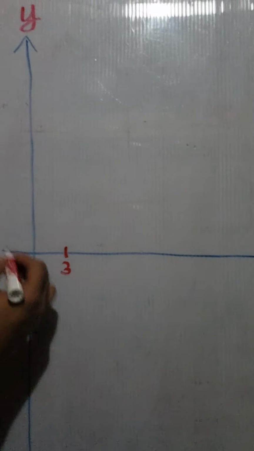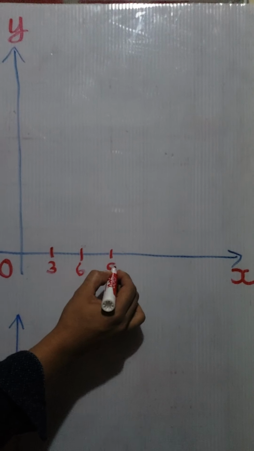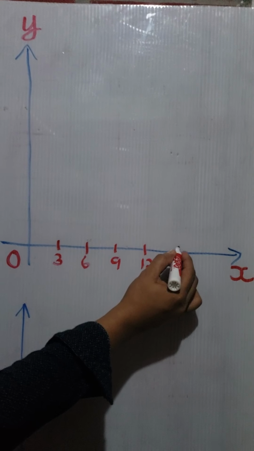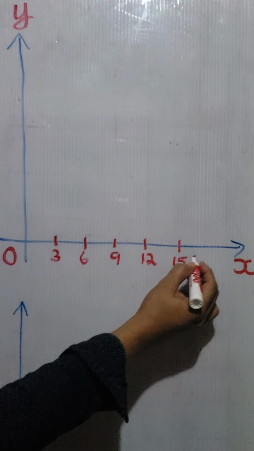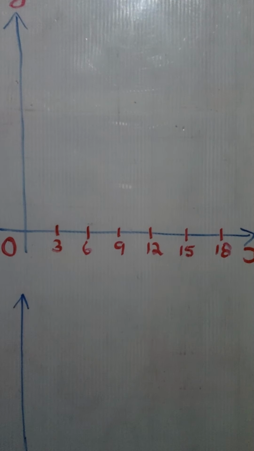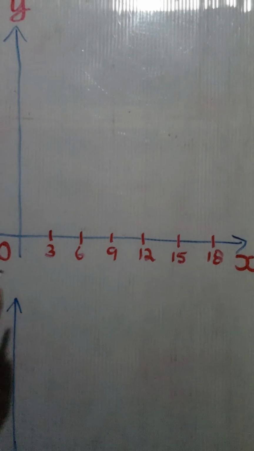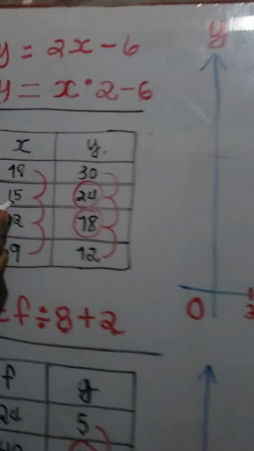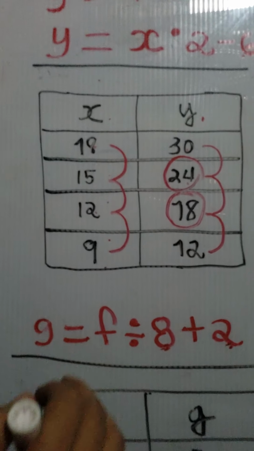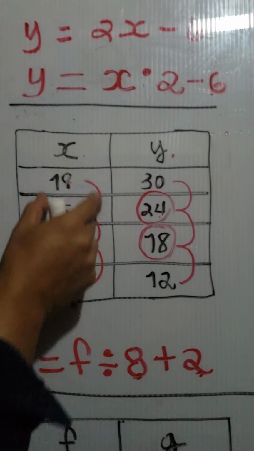3 plus 3, 6, plus 3, 9, plus 3, 12, plus 3, 15, plus 3, 18. So the pattern of 3 is perfect because I can find the numbers in this variable x. So the number 3 was a good pattern for the x variable.